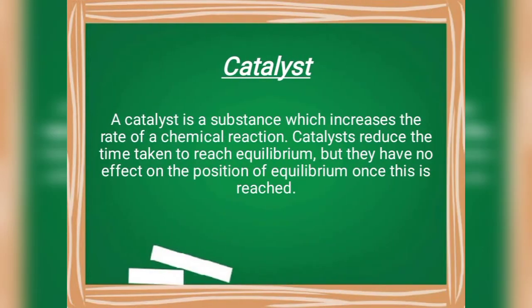Now here I want to discuss with you the term catalyst, which is given in your book, page number 13. A catalyst is a substance which increases the rate of a chemical reaction. Catalysts reduce the time taken to reach equilibrium, but they have no effect on the position of equilibrium once this is reached. Keep in mind that catalysts enhance the rate of reaction. Catalyst never disturbs equilibrium.